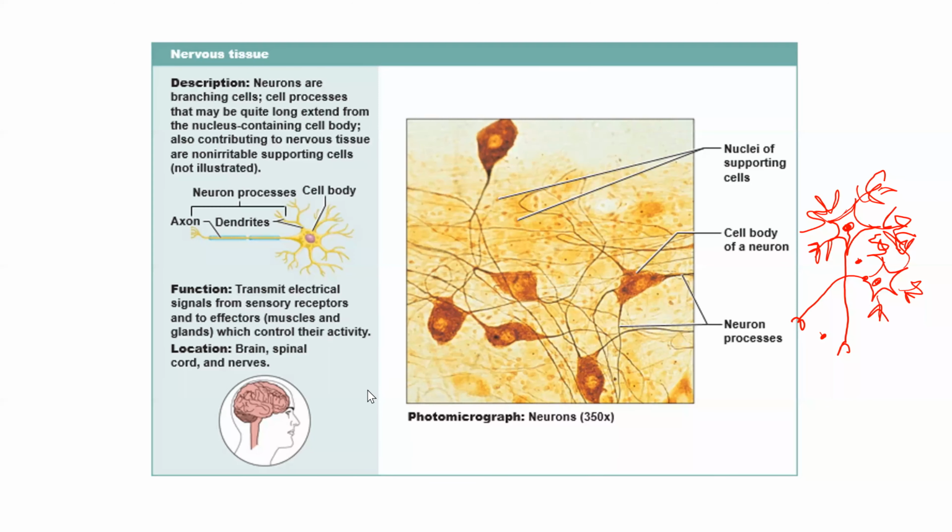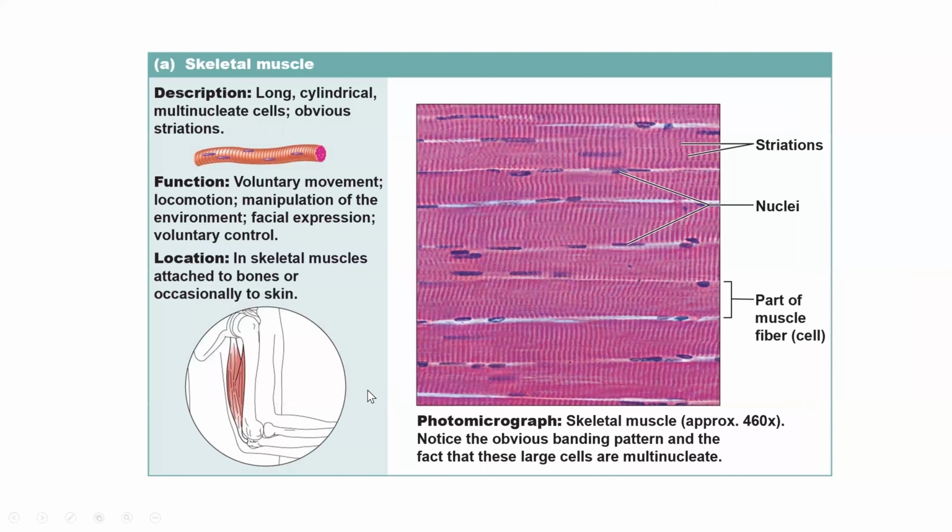And the last slide here is muscle tissue. Now we have three types of muscles: cardiac, smooth, and skeletal. Cardiac muscle is found in your heart, smooth muscle in the walls of your internal organs, and skeletal muscles are attached to your bones, and they move your bones. So we're only going to look at skeletal muscle.